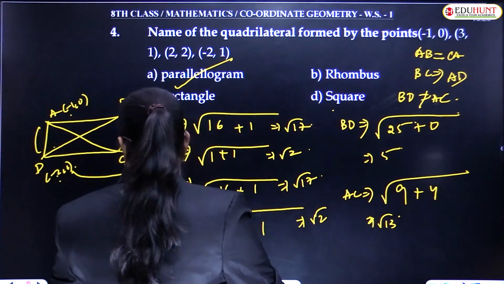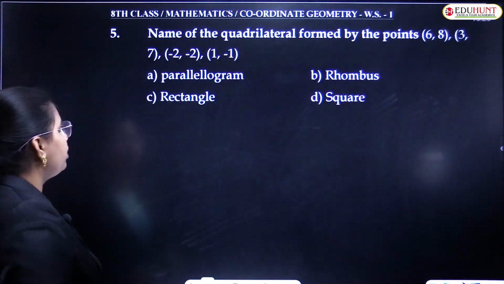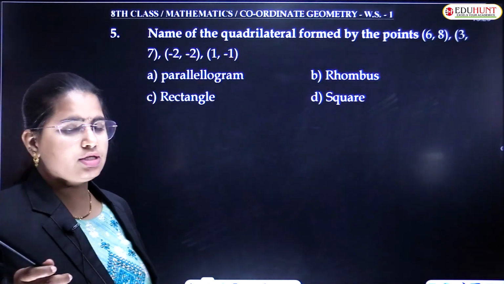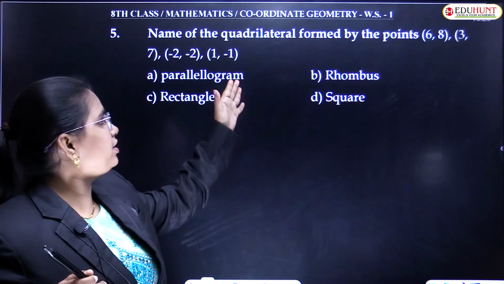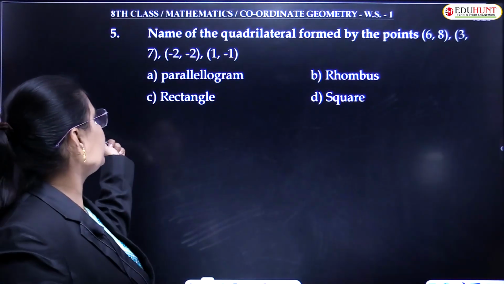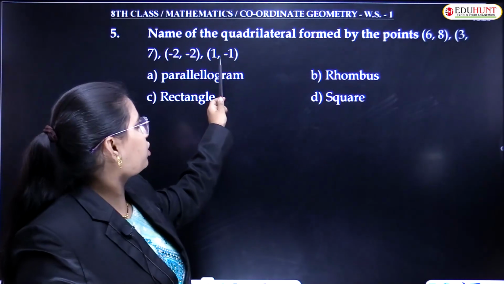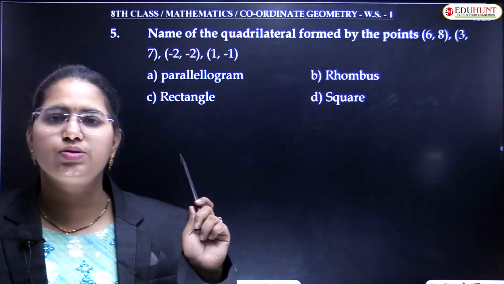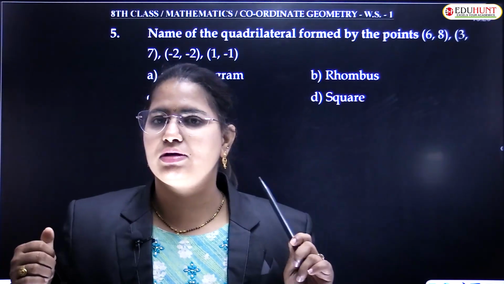So I will give one problem for homework. If it is not coming, I will discuss it in the next session. So what is my next question? Name the quadrilateral formed by the points 6, 8, 3, 7, minus 2, minus 2, 1, minus 1. It's similar to the previous question. I'm just asking you to solve the problem and come back in the next session.